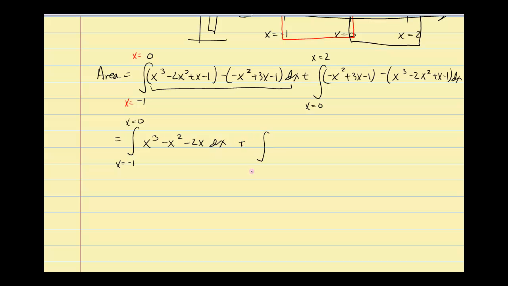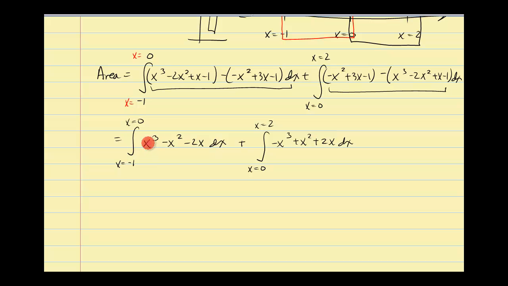Plus the integral from x equals 0 to x equals 2. And I combine these pieces over here, combine all my like terms. I end up with a negative x cubed plus x squared plus 2x dx. Now you might notice something pretty interesting here. Here I have a positive x cubed, here I have a negative x cubed. Negative x squared, positive x squared. Negative 2x, positive 2x. This happens because I'm just switching the order in that I subtract.